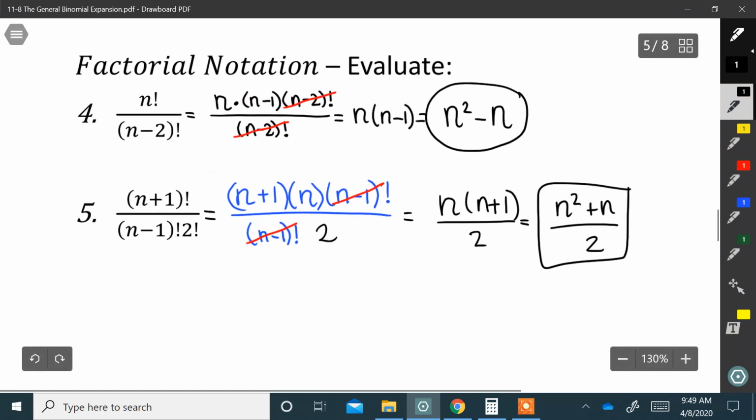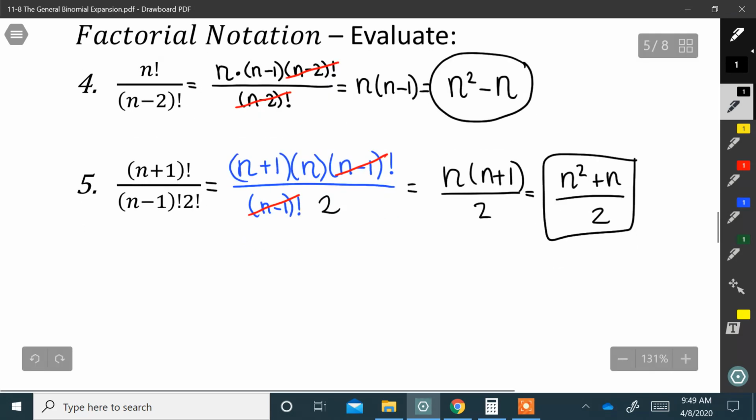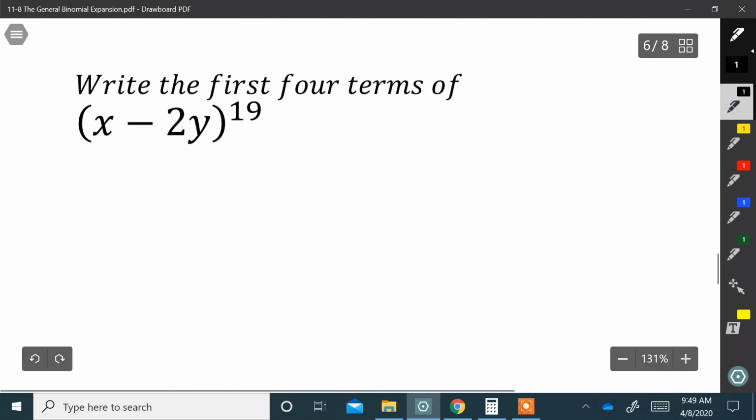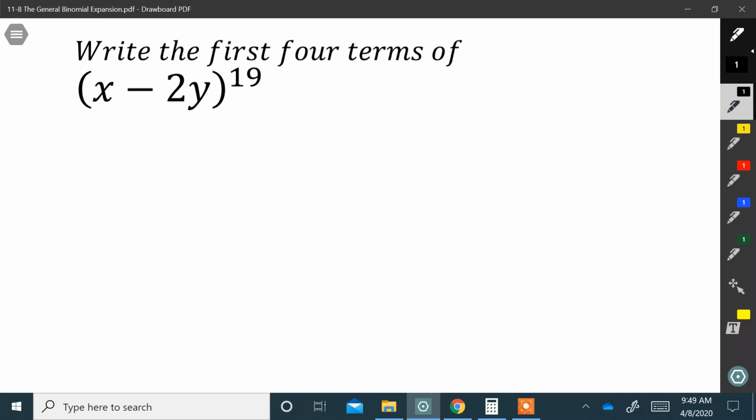Alright, so that's 4 and 5 right there. There are some problems like that on the homework. That's why I wanted to give those a try. Alright, so let's talk about this one here. This is where it gets a little more complicated.